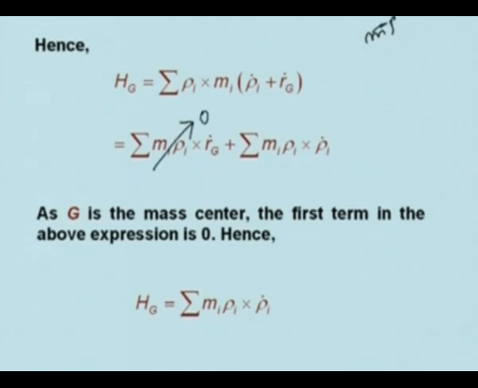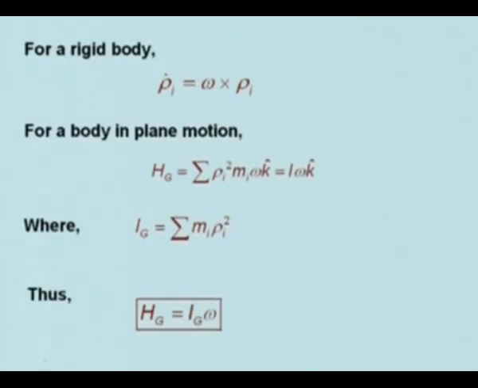Therefore Hg is equal to sigma mi rho I cross rho dot I. Now for a rigid body, rho dot I is equal to omega cross rho I. Rho I is the distance of the particle from the mass center, and if we differentiate it, the magnitude remains the same, only rotation is there. So therefore you get omega cross rho I.